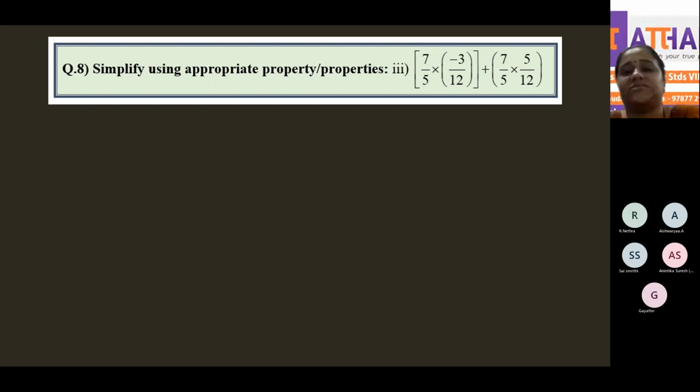So here we can see that 7/5 is distributed already. In both the brackets, in the first as well as the second bracket, you can see the fraction or the rational number 7/5 is already distributed. So then take out common, 7/5 common and simplify. 7/5, take it out. Common and simplify.